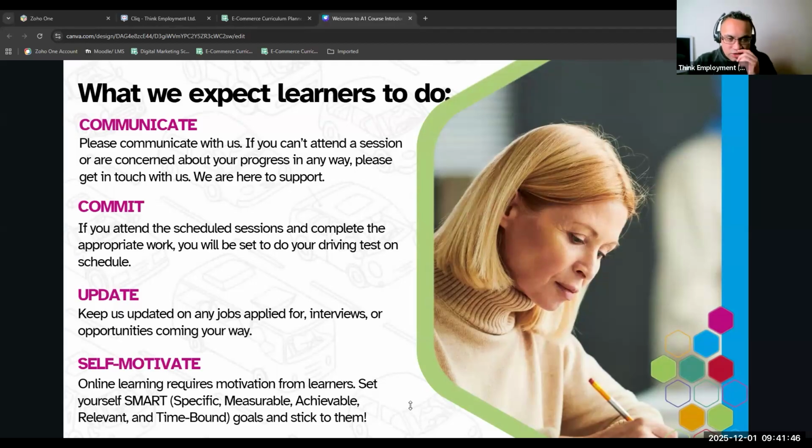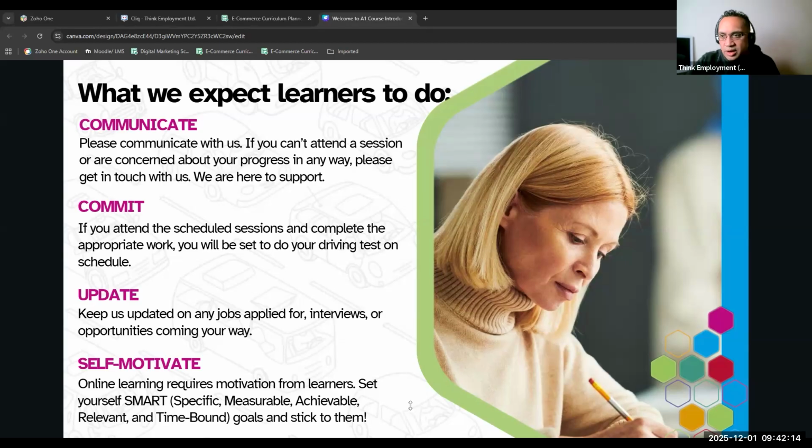Commitment is very important, so do attend these sessions because they're to help you. The knowledge that you're going to gain from this is going to help you in the real world, help you with jobs, help you with setting up your own business, and various things that you can benefit from. But that commitment is needed. Anything that you're doing, for example applying for jobs, do keep us up to date as well.